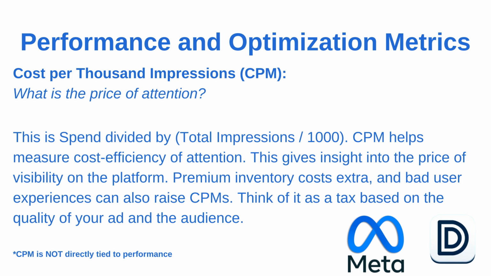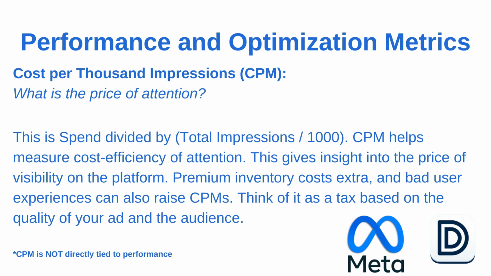This is cost per 1,000 impressions. And I know that this can be a little confusing. Cost per M. M is milli, which is 1,000 in Latin. Somebody a long time ago decided that this was the best way of saying 1,000 impressions. We just all have to kind of live with it. This is thought of as: what is the price of attention? This is spend divided by the output of total impressions divided by 1,000.